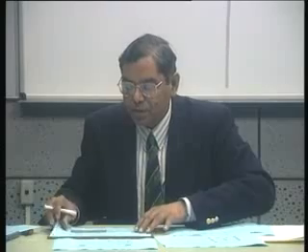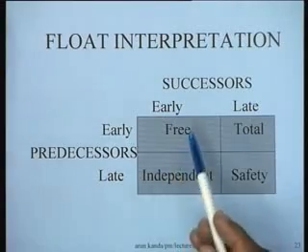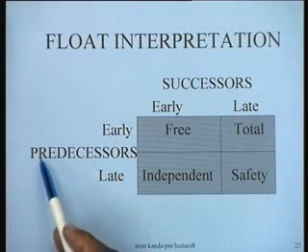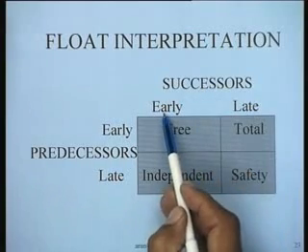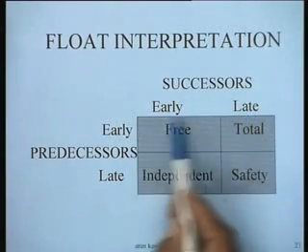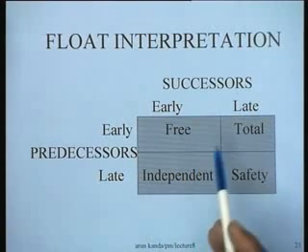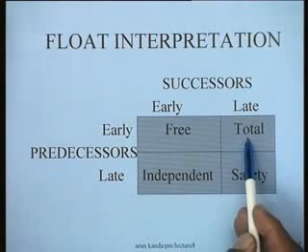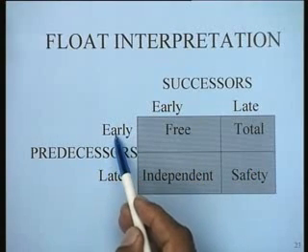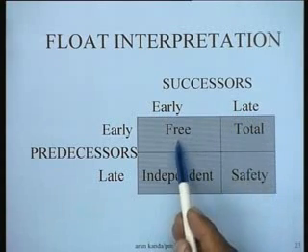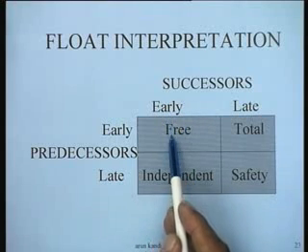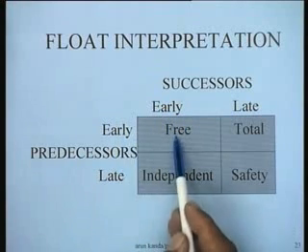This diagram summarizes what the various kinds of floats are. The predecessors for the activity may be done either early or late. Similarly, the successors for the activity may be done either early or late. So depending upon the possibilities, you have 4 types of floats. If the successors are done as late as possible and the predecessors are done as early as possible, giving you the maximum, you have the total float. Similarly, if the successors are done as early as possible and the predecessors are done as early as possible, we have free float.